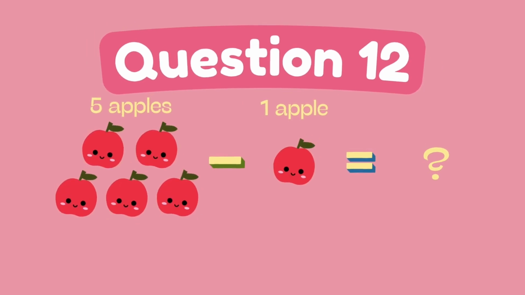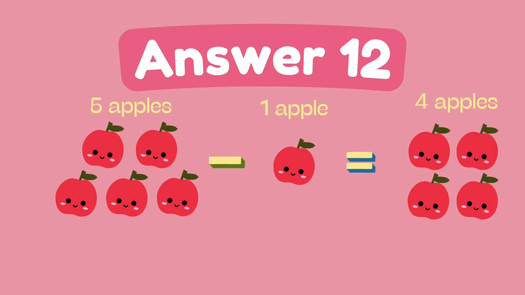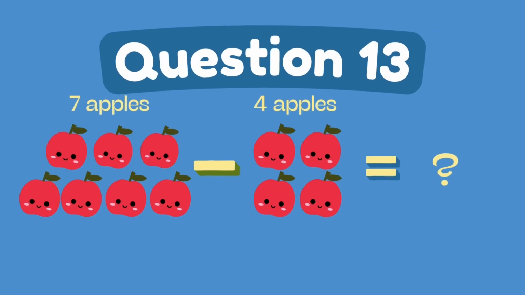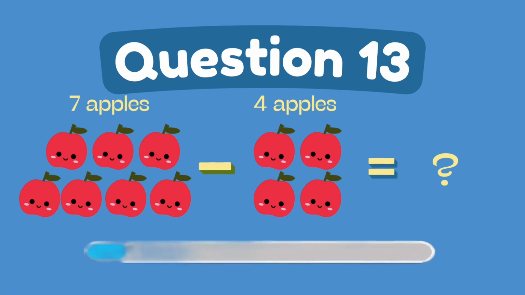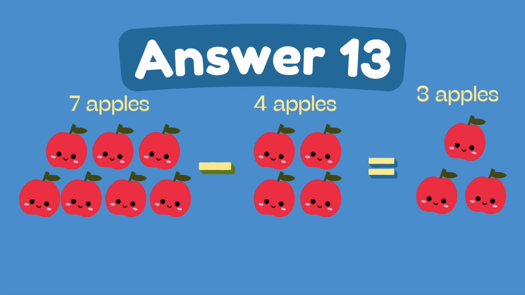What is 5 minus 1? The answer is 4. What is 7 minus 4? The answer is 3.